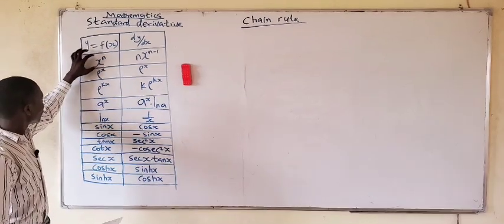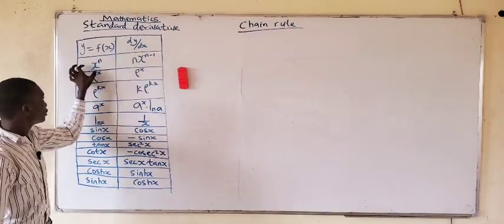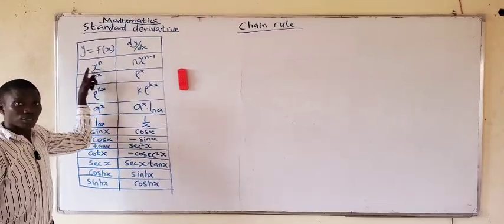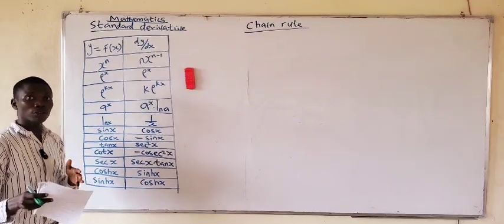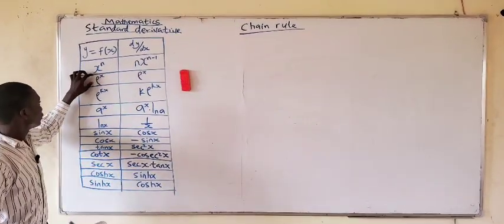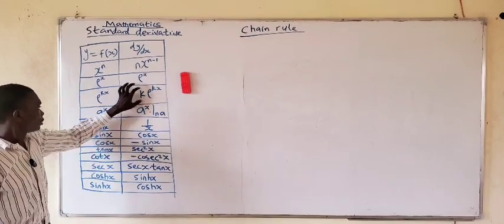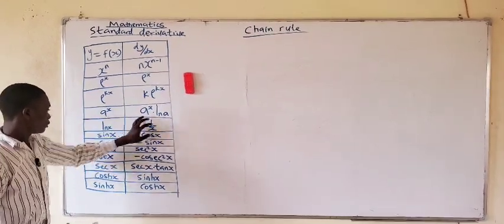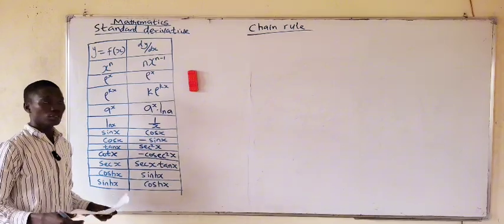If you differentiate this, it will give you this. This one is the general method. If you don't know it, watch my video on the general method of solving calculus. If you differentiate this, it will give you this. If you differentiate this, it will give you this, and the rest.